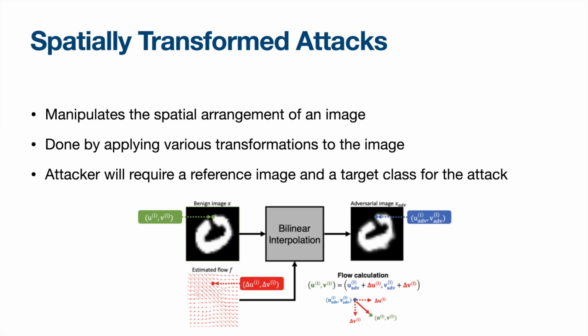Spatially transformed attacks manipulate the spatial arrangement of an image in order to fool the machine learning model. To perform a spatially transformed adversarial attack, the attacker will require a reference image and a target class for the attack. The attacker will then apply various transformations to the image in order to create a modified image that is similar to the original but has a different spatial arrangement.